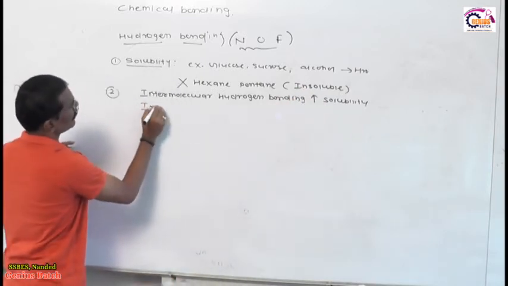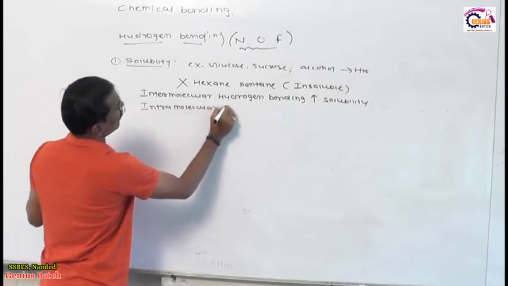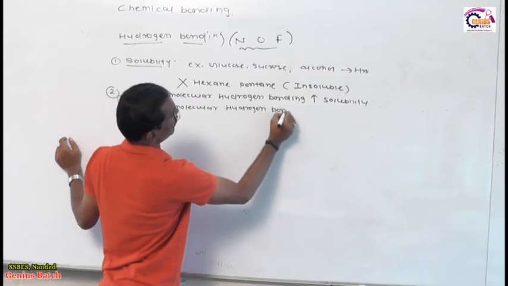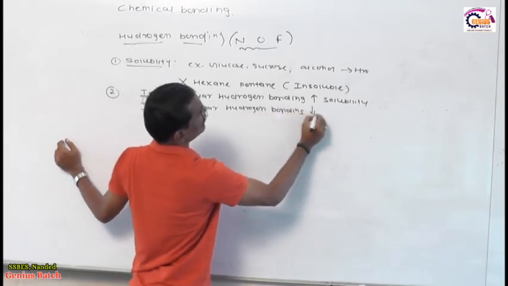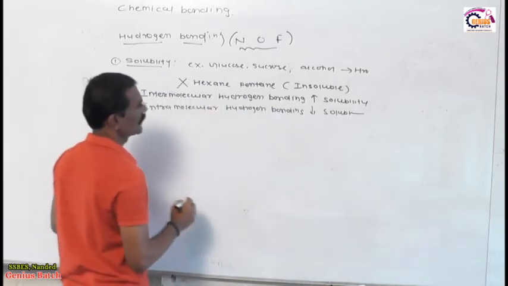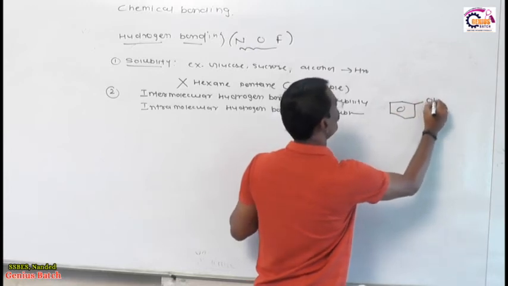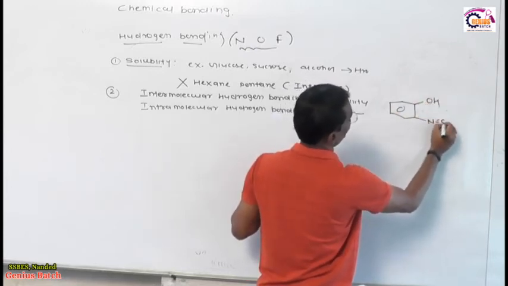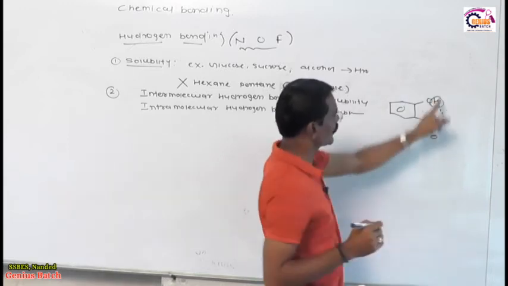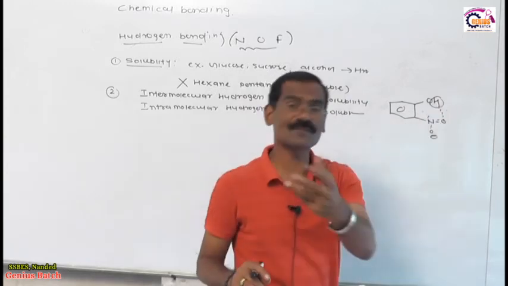And the second important thing is intramolecular hydrogen bonding. Intramolecular hydrogen bonding decreases the solubility. For example, dear friends, suppose we have an OH group and NO2, ortho-nitrophenol. This is intramolecular. The hydrogen is busy with this oxygen atom, so this hydrogen never forms bonds with water molecules.